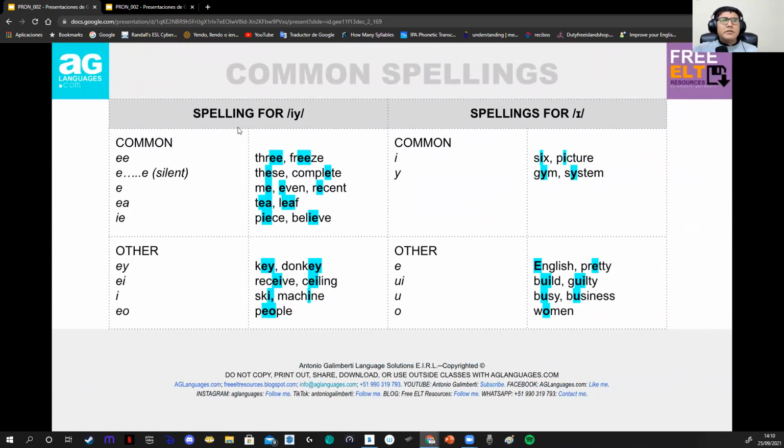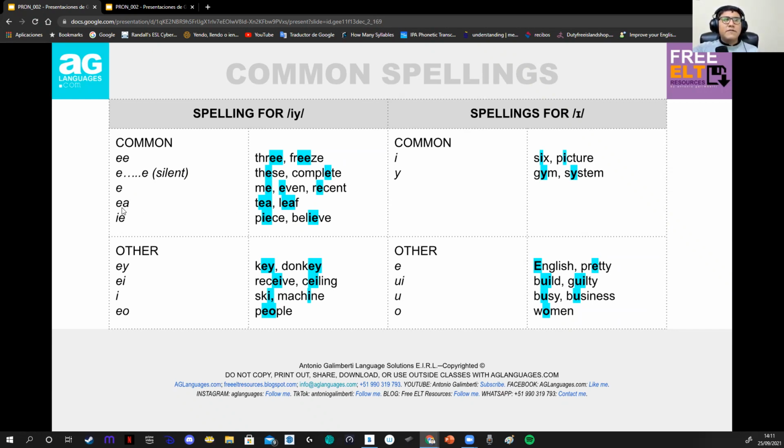We have in English the spelling, and you're going to find these sounds in these combinations, okay? This is not a rule. It is more like a pattern. It's not like this all the time. For example, if you have a double E, like in 3, the number 3, or freeze, you're going to have the E sound. If you have an E at the beginning and then another one in the end, like for example, these, or complete, again, you have an E. Another E, me, even, recent.